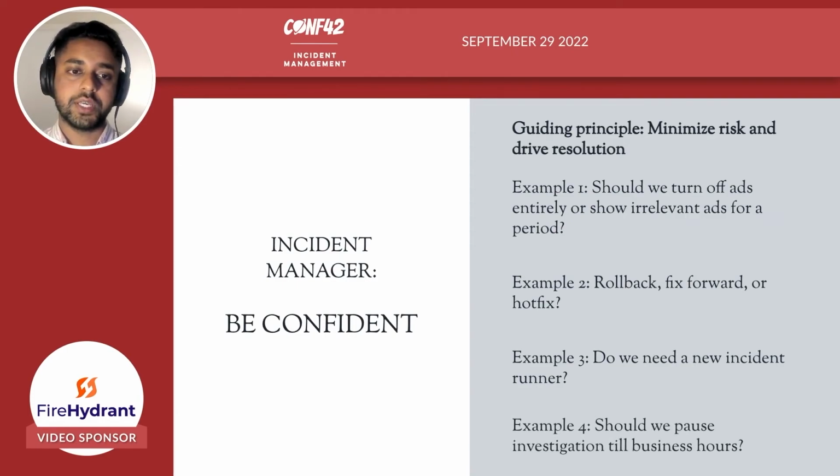One last example is for these late night and after hours incidents. The incident manager can help make a call on this question: should we pause our investigation till business hours when other teams are available, or should we go ahead and wake other people up right now? This involves understanding the impact, the severity, and just being confident in making this decision, ensuring that the team also in turn feels confident with the decision that they've made.